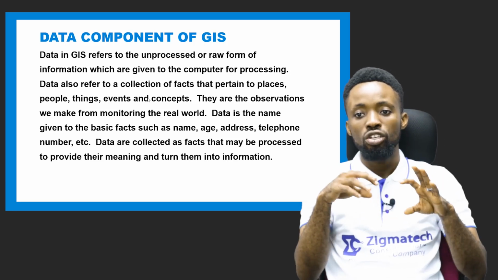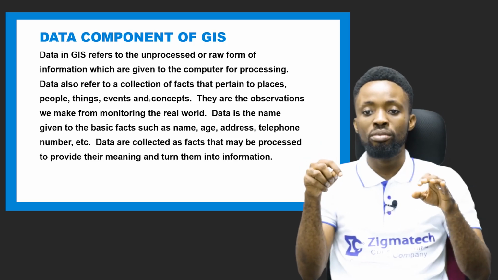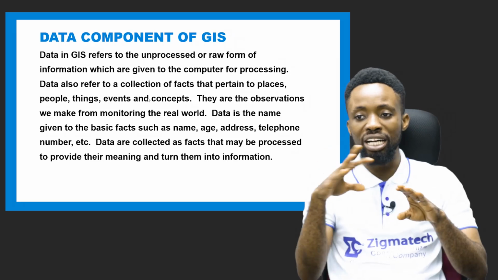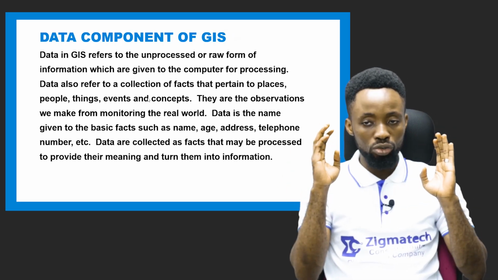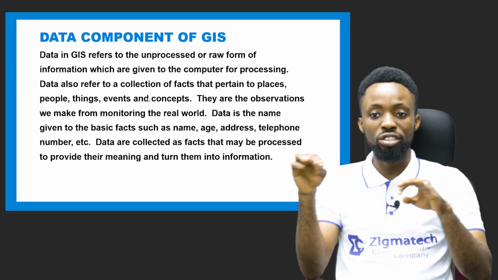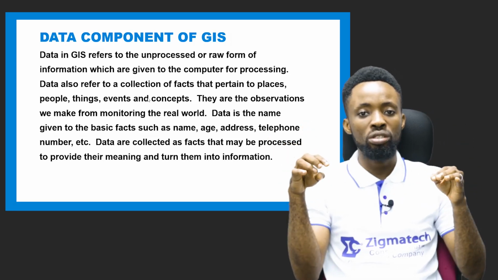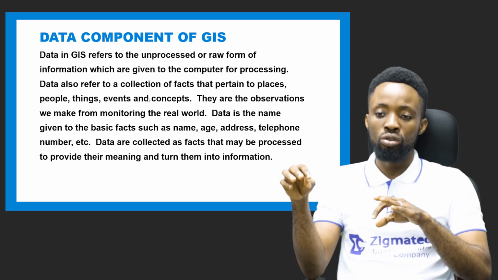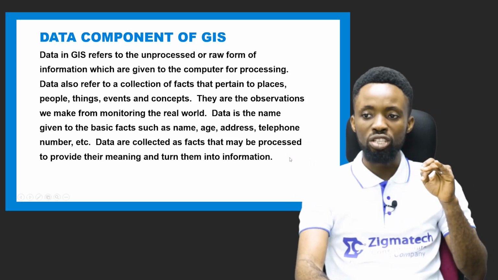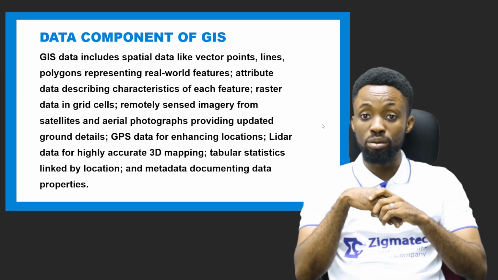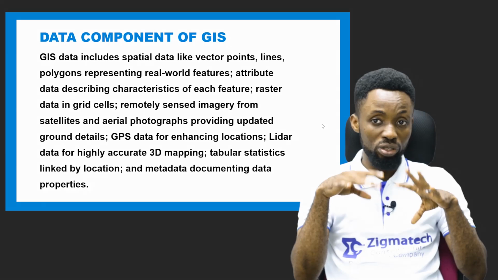So we can also say that data is the name that we give to things like age, address, telephone number, names, population, and the rest. So all of these collected facts that we process later on are what we call the data component of GIS. And as we proceed further, we'll be looking at the various types of data that we have in GIS.